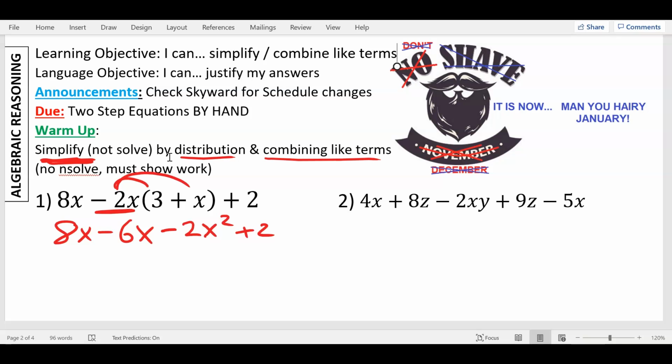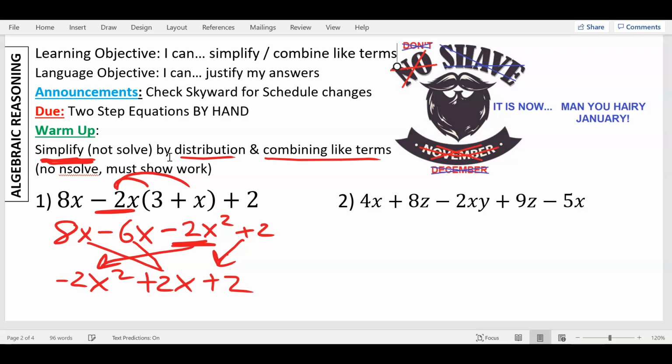So let's write this term. This term is negative 2x squared. I'm going to write that first. Notice how I took the negative with it. Then I got two x terms I'm going to combine together. 8x minus 6x. What is 8x minus 6x? 2x. Okay, so plus 2x. And then I have a constant, just a plus 2. It doesn't combine with any other constants. There's only one constant. Bring it down. It's plus 2.